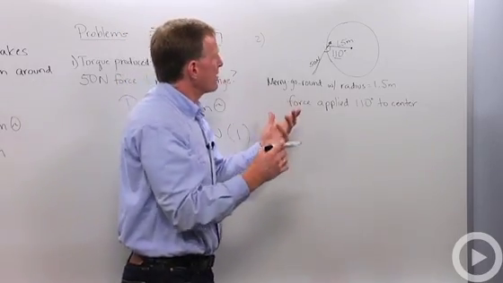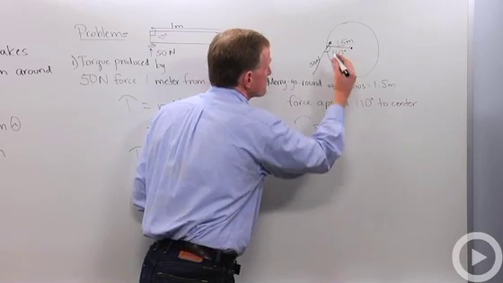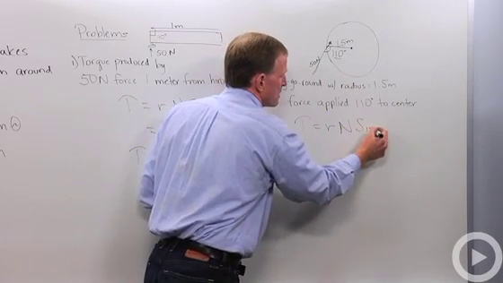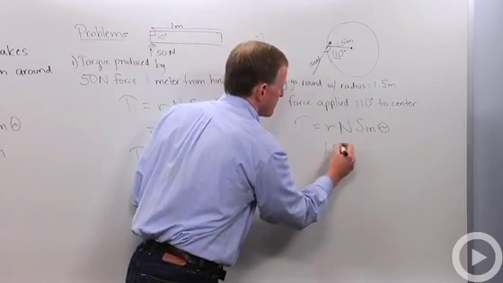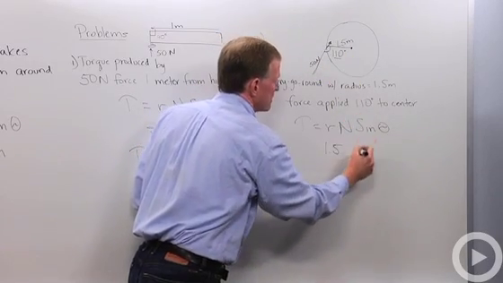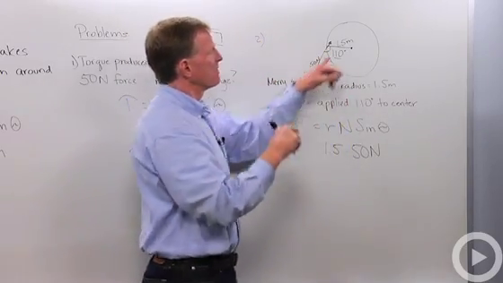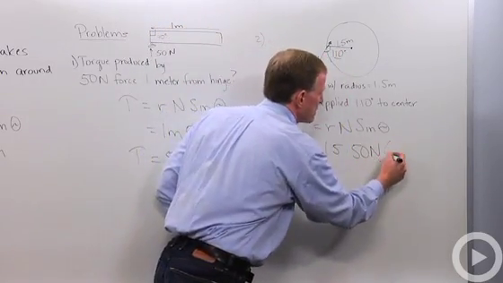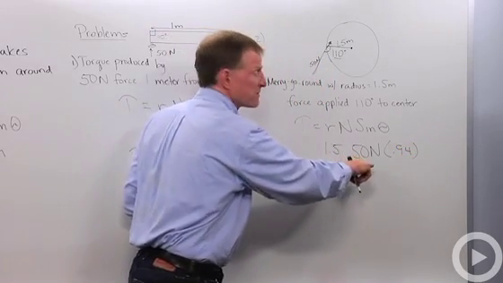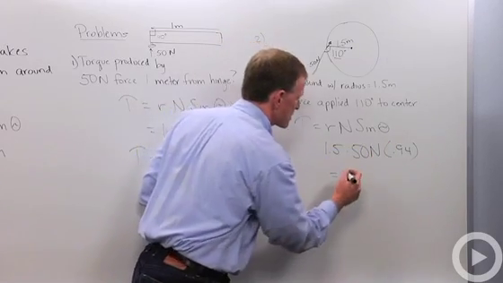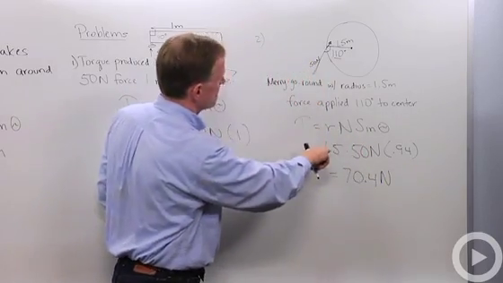Okay. Well, again, I have my radius. So if I say torque equals radius times newtons times the sine of theta, again, I can just put in my numbers and I've got 1.5 for my radius. I've got 50 newtons. And the sine of this 110 is going to be 0.94. So 1.5 times 50 is 75 times 0.94 is 70.4 newton. Oh, I forgot my meters there, right?